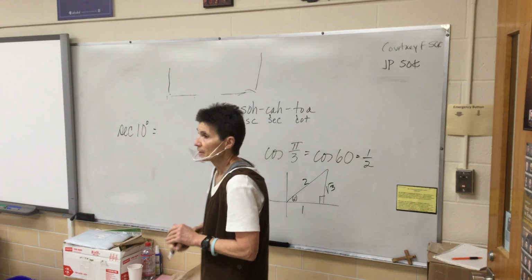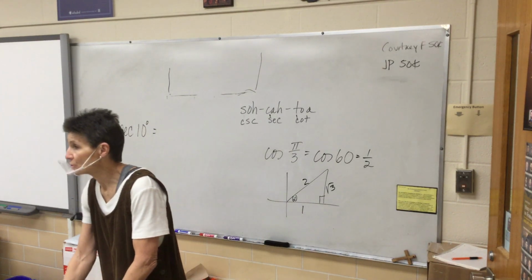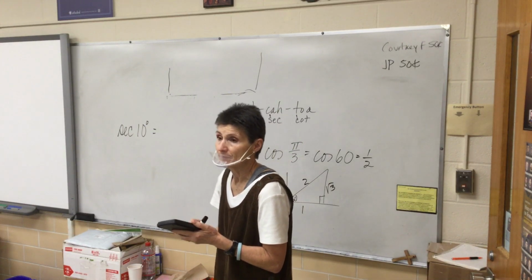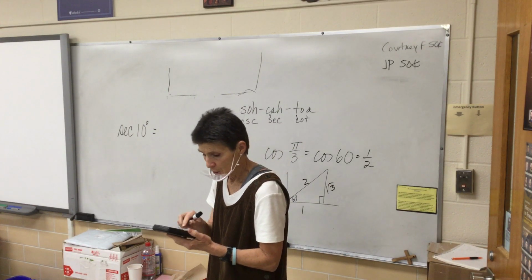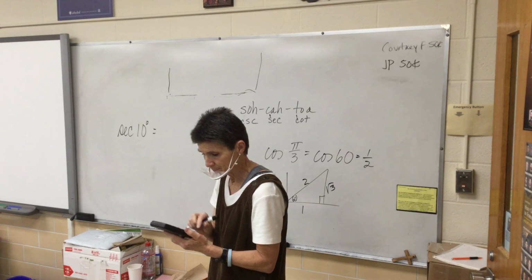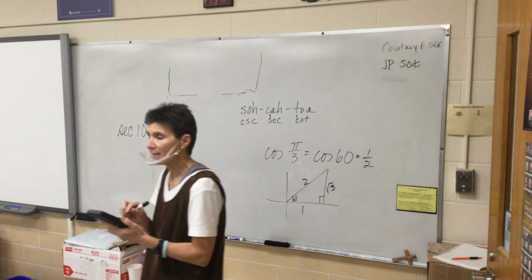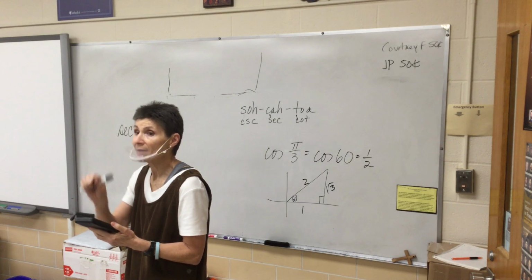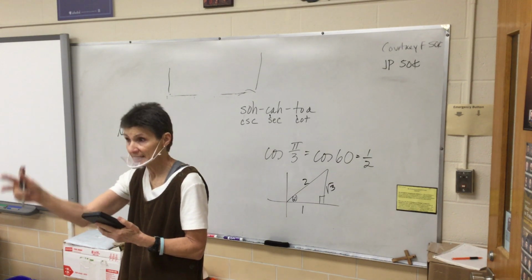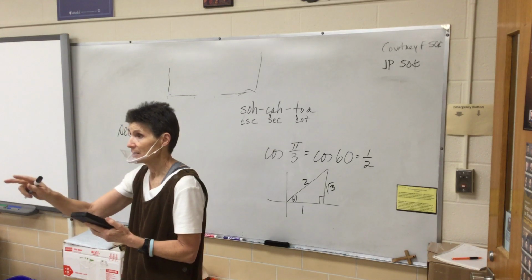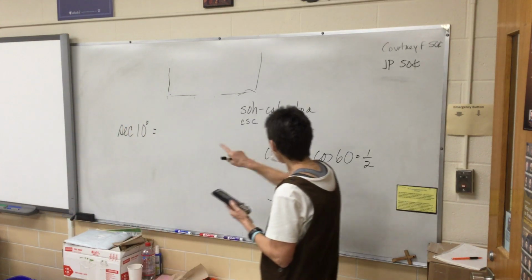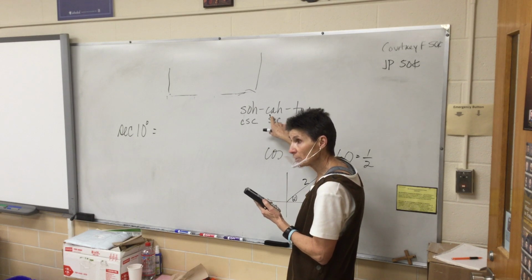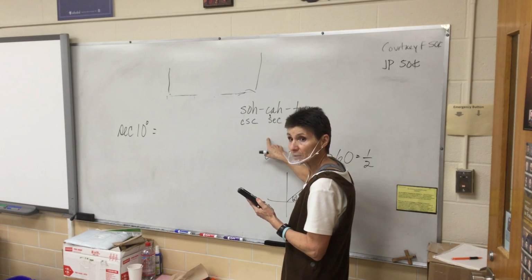Okay? So we are on part 4, page 33. We're finding the secant of 10. Now, look carefully at your screen. Do you have a secant button? No. You have sine, cosine, and tangent. That's it. So you have to know that the secant is the reciprocal of the cosine.